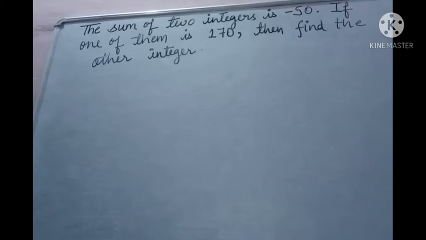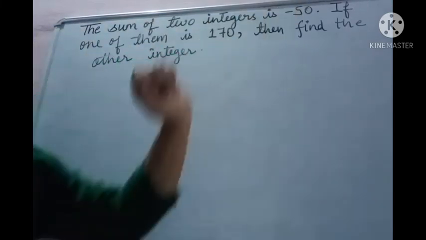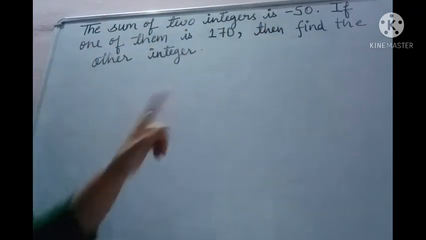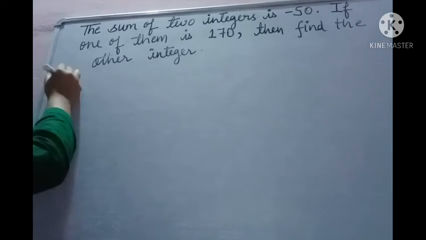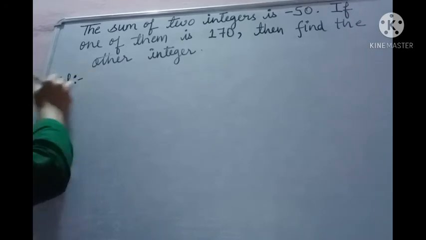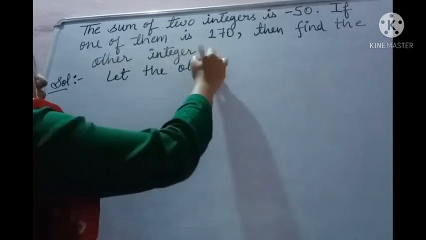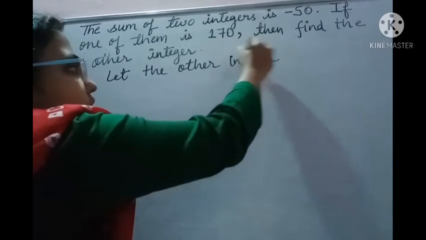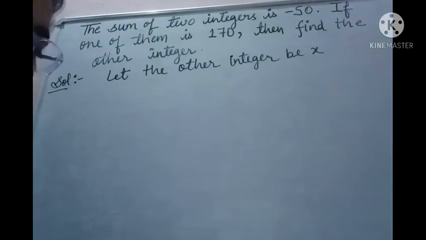Now let's take one type of example: the sum of two integers is minus 50. If one of them is 170, then find the other integer. What will we do in this question? Let's solve. Solution. Always let the other integer that you need to find out be x.